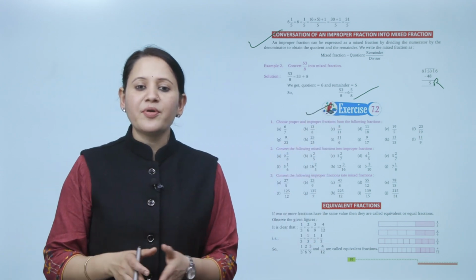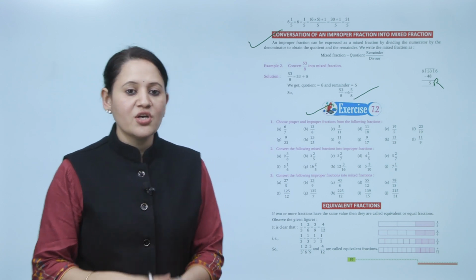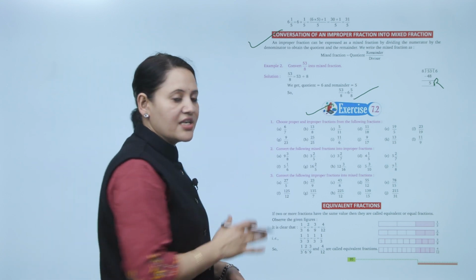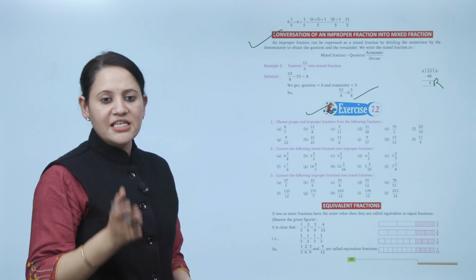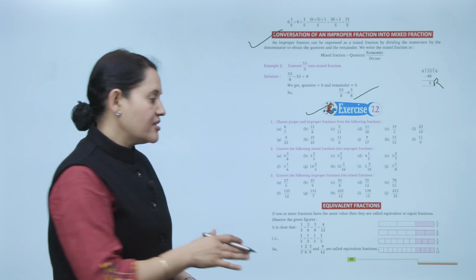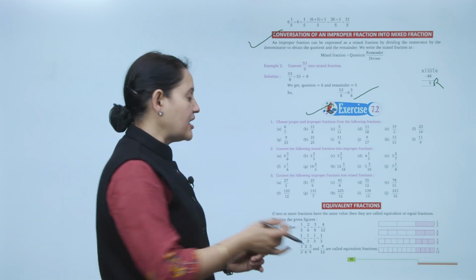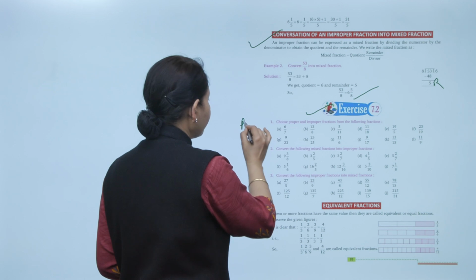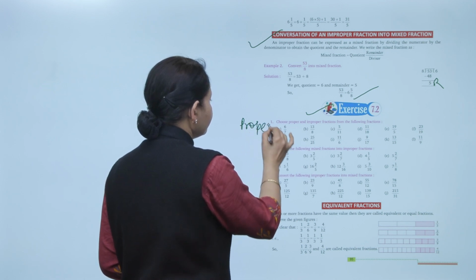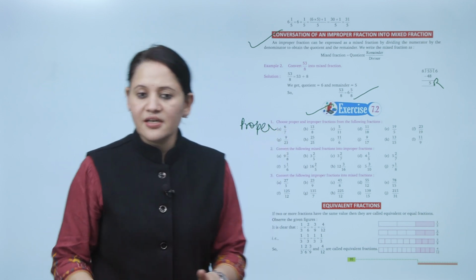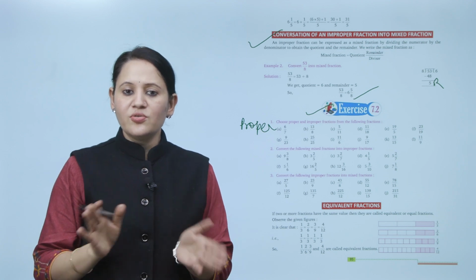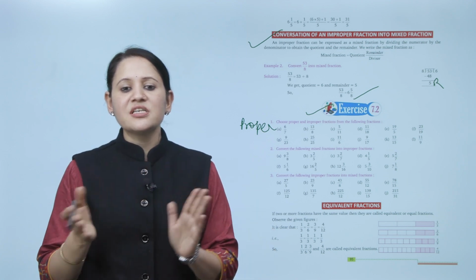Choose proper and improper fractions from the following fractions. So the first one is 6 by 7. Here the numerator is 6 and the denominator is 7. Here the denominator is more than the numerator, that means it is a proper fraction. Clear? So like this you can identify which is proper and which is improper fraction.